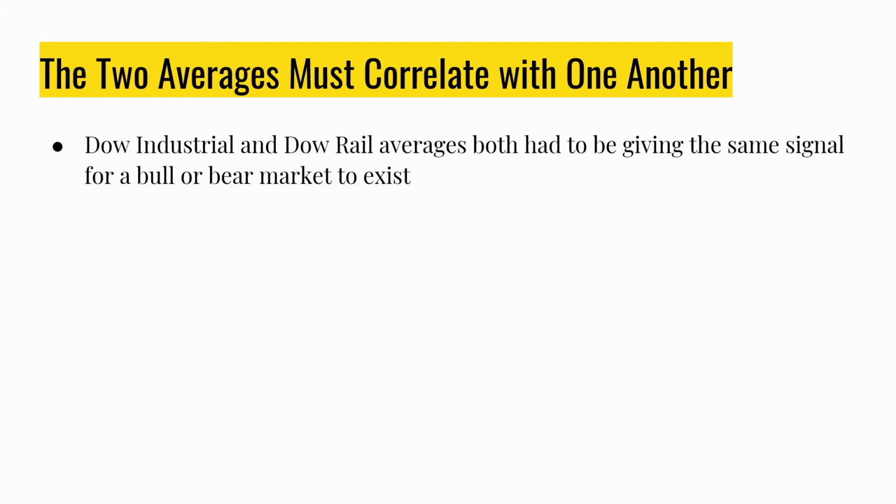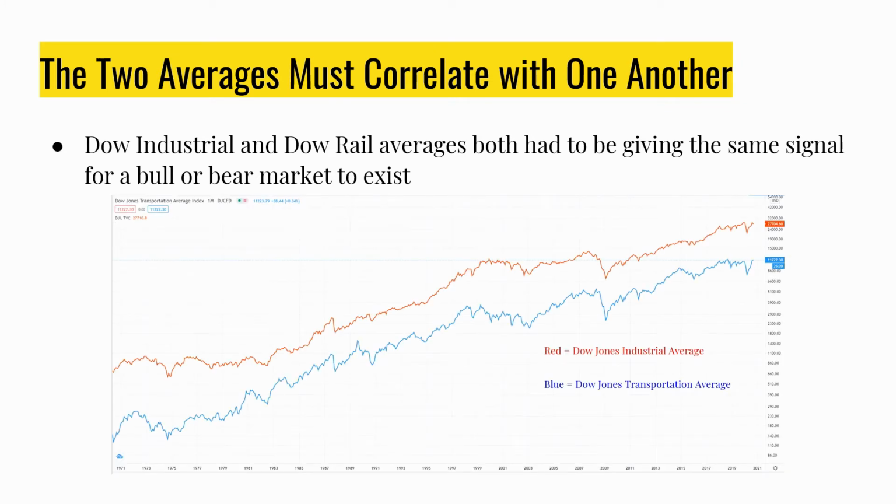So let's look at an example to help understand what I just said. The graph below shows the Dow industrial and transportation averages. As you see, we can confidently state that we're in a bull market if we used his standards.